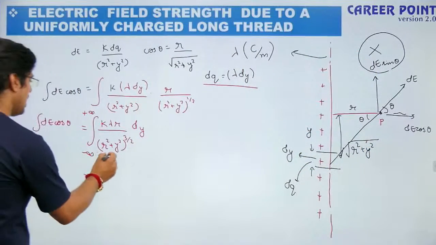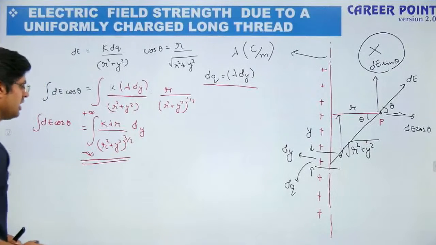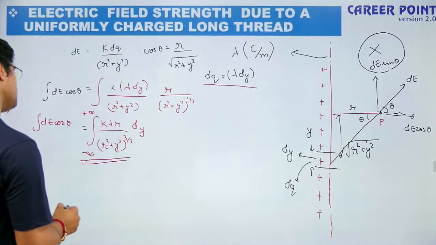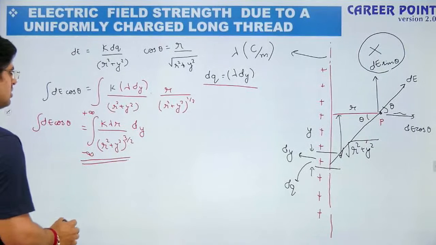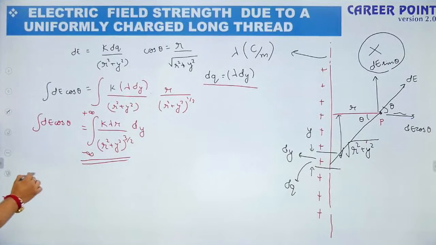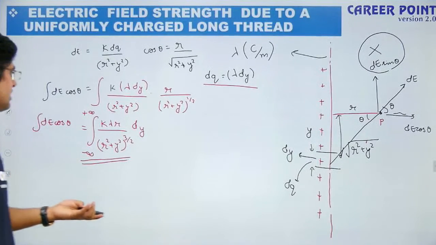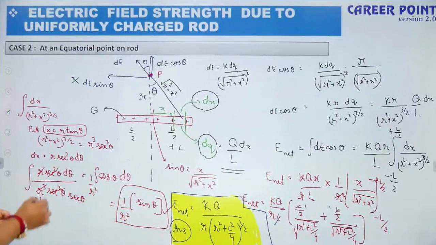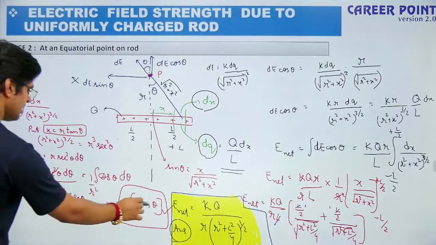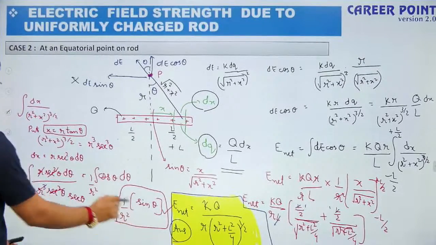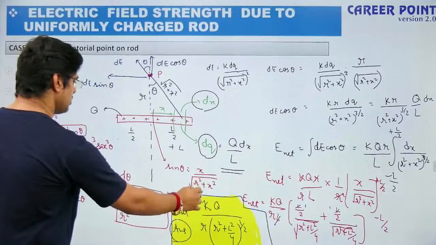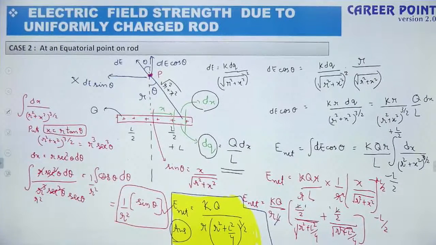Let's focus on how to solve this integral. We have already solved this integral of dy by r square plus y square raised to power 3 by 2. Let me remind you what answer we were getting. For the integral of dx upon r square plus x square raised to power 3 by 2, we got the answer as sin theta upon r square, or you can say x upon under root of r square plus x square into r square.